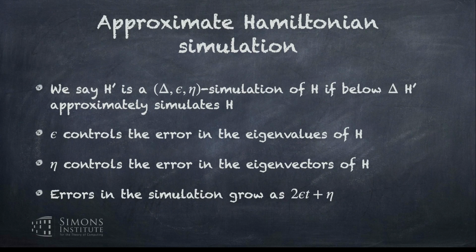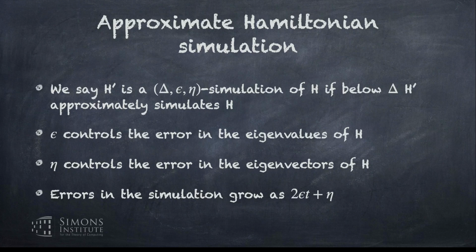It grows with t, whereas our eta error here is not so important. It just is a constant. And typically for approximate simulation techniques, you can make these epsilon and eta parameters as small as you want at the cost of increasing the norm of your simulator Hamiltonian. Okay, so this is a fairly abstract definition.